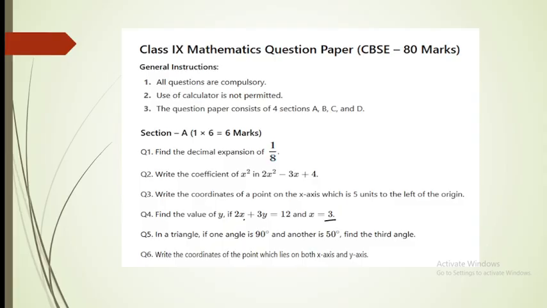So what will happen? 2 into 3, and you have to find the value of y. 2 into 3 is 6, plus 3y is equal to 12. So 3y is equal to 12, and this 6 comes here with a minus sign. So you get 3y is equal to 6. Now you get y is equal to 6 divided by 3, that is 2 as your answer. Here the answer is 2.